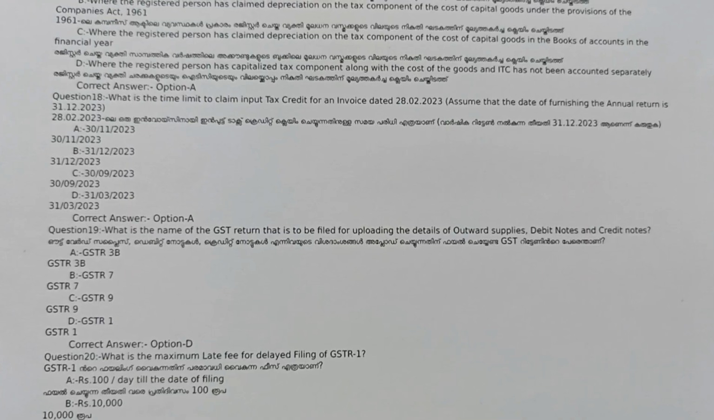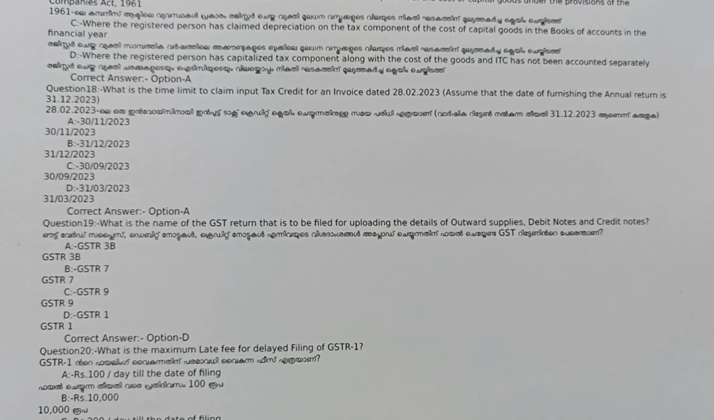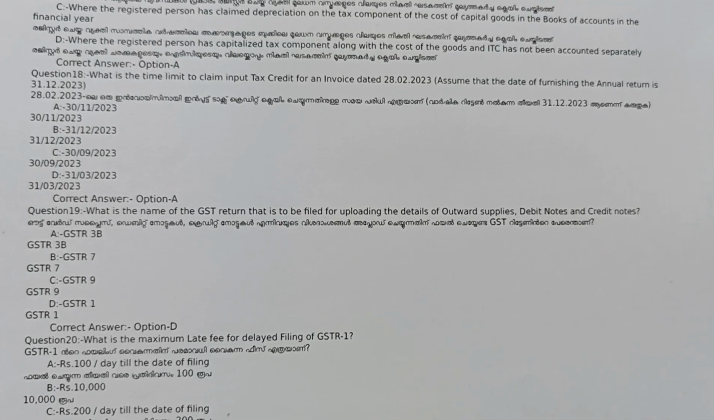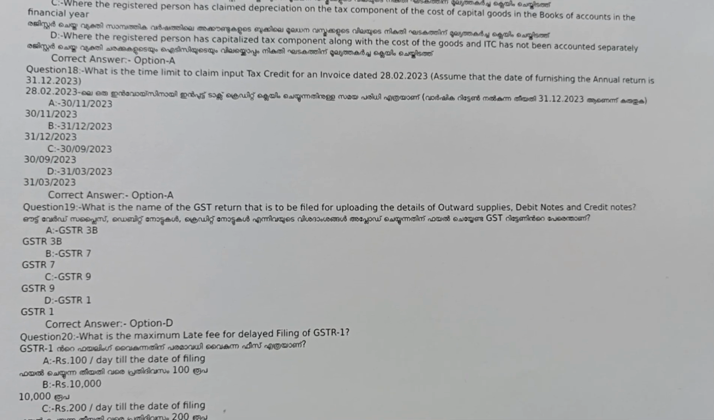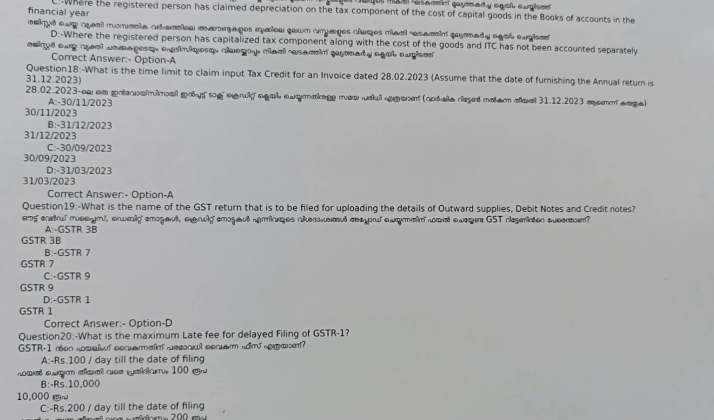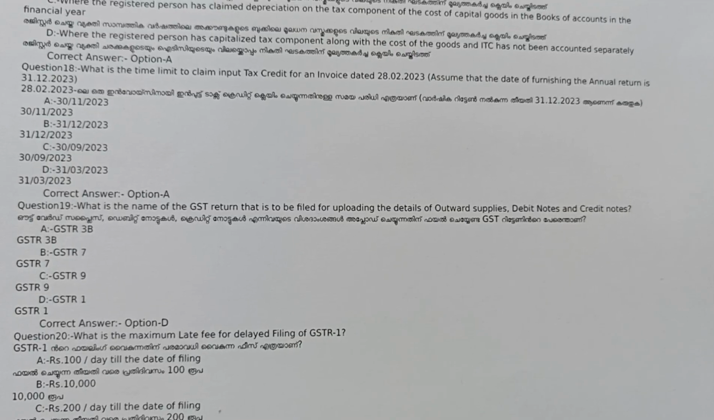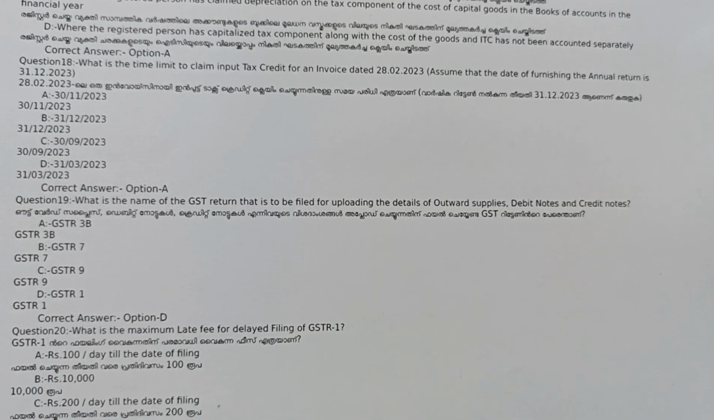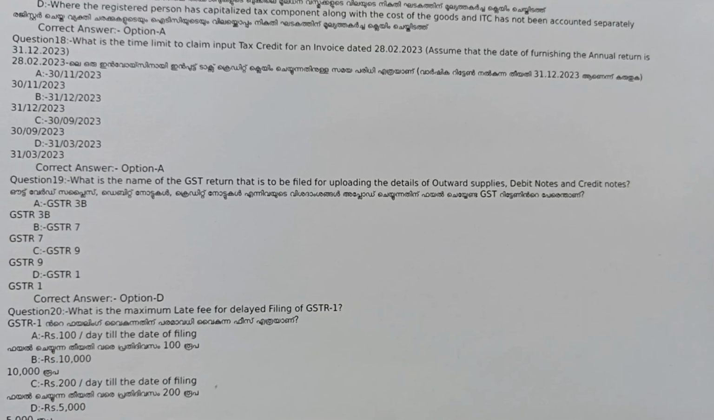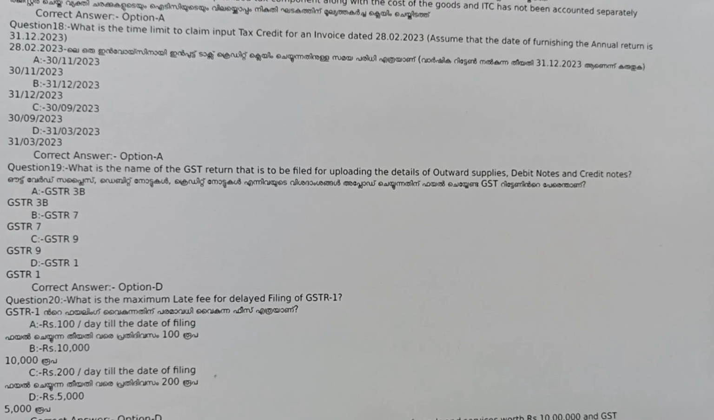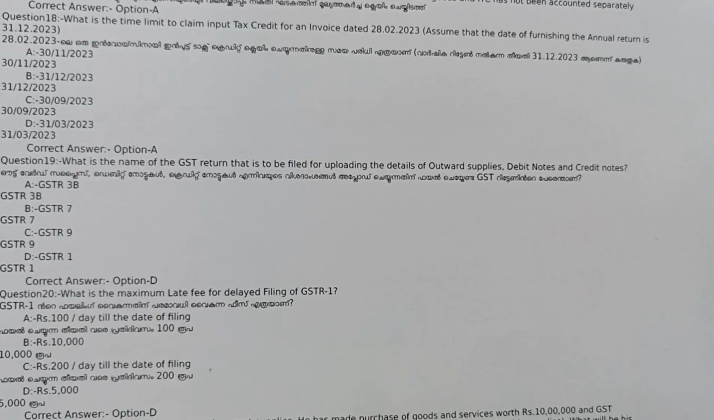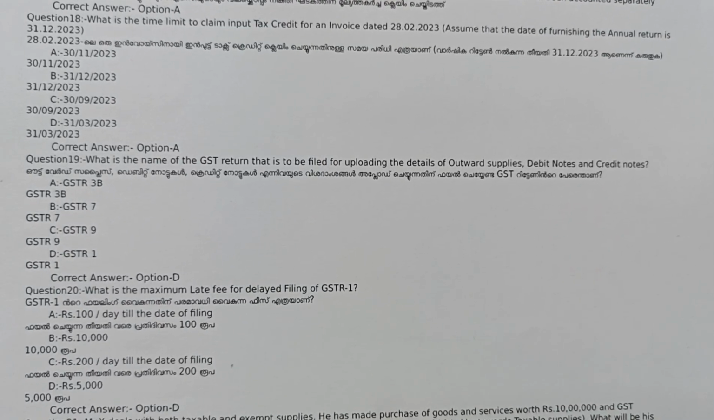Question number 18. What is the time limit to claim input tax credit for an invoice dated 28 February 2023? Assume that the date of furnishing the annual return is 31st December 2023. Correct answer option A, 30/11/2023. Question number 19. What is the name of the GST return that is to be filed for uploading the details of outward supplies, debit notes and credit notes? Answer option D, GSTR1.